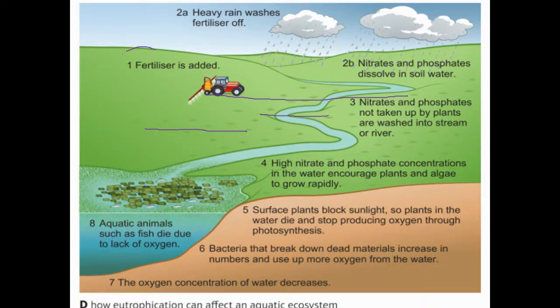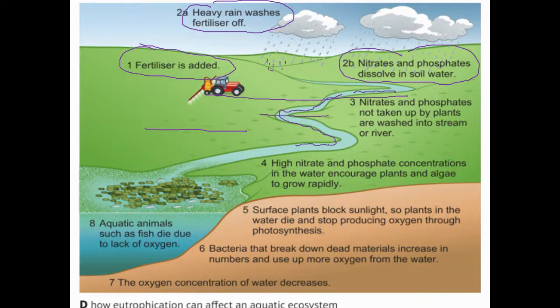So, ready? Fertilizer is added. That's what I drew. Heavy rain washes fertilizer off. Obviously, this picture's a lot more sophisticated because there's actually a water system going into the large system. That means there's now nitrates and phosphates going into the water. The ones that are not taken up by the plants are now going in here. They encourage plants and algae to grow rapidly on the surface. You see what I was trying to explain earlier?